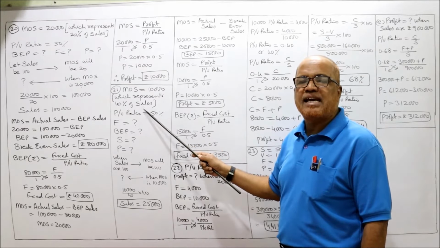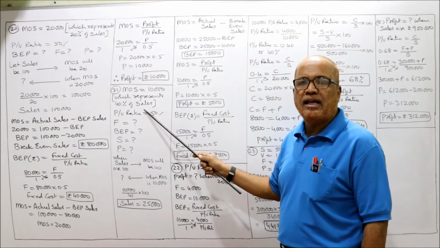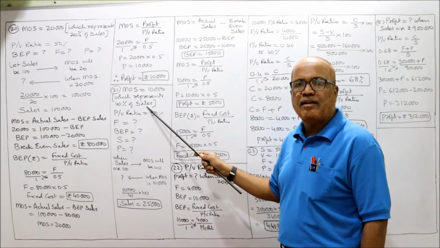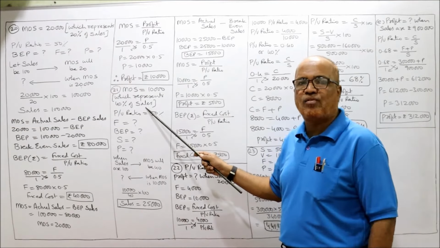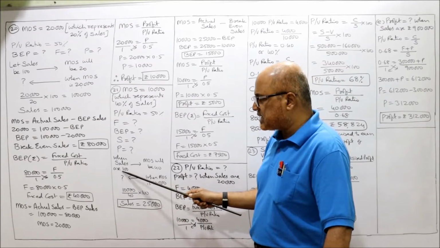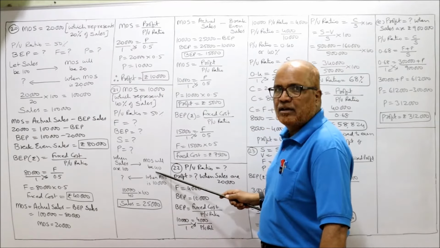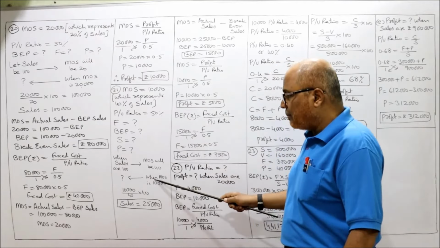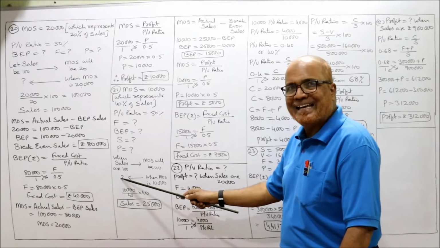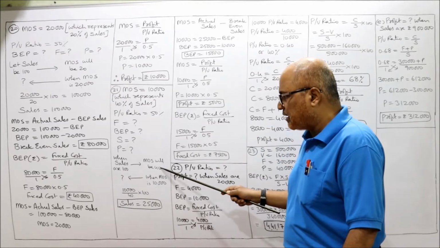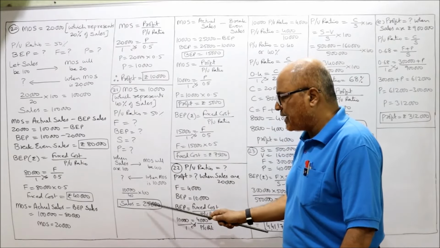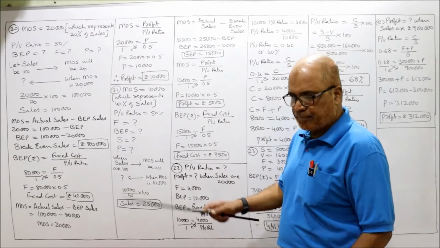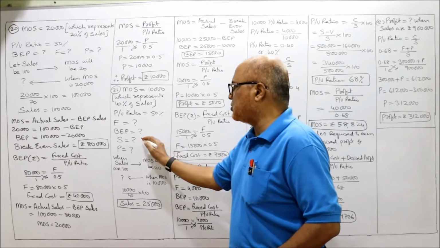When it is given which represents 40% of sales, what does that mean? If sales are 100, then MOS will be 40. When sales are 100, MOS is 40. So I have written here, when sales are 100, MOS will be 40. What is our actual MOS? Actual MOS is 10,000. So when MOS is 10,000, how much would be the sales? 10,000 divided by 40 into 100. You will get 25,000. We got the actual sales, 25,000.